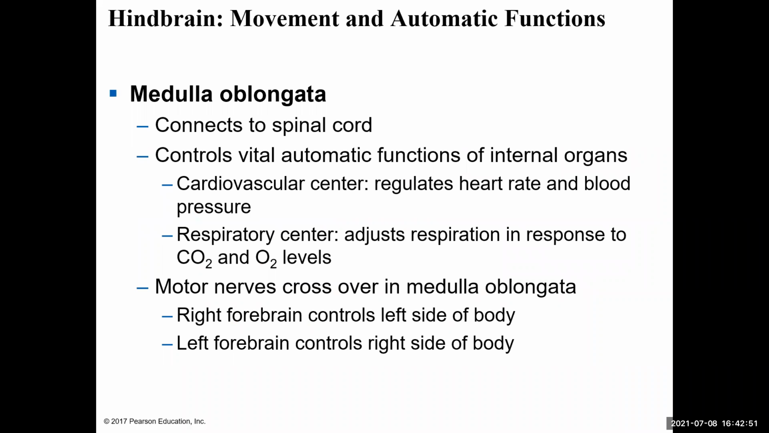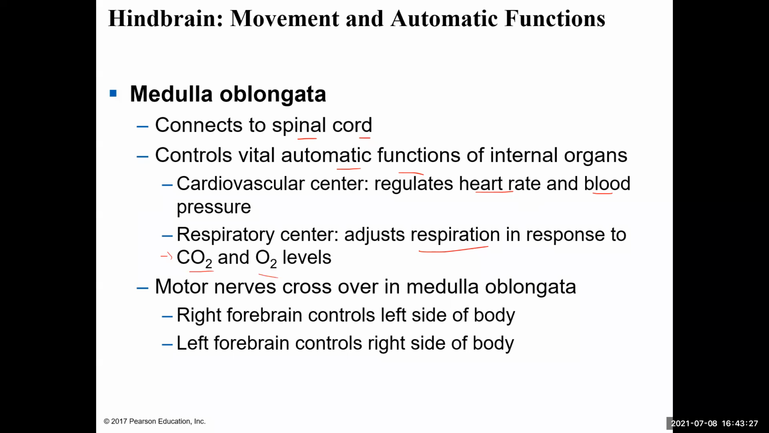All right, so first in the hindbrain, the medulla oblongata. This is really important for connecting the spinal cord to the brain. And like we mentioned, it controls these automatic functions for internal organs. And like we talked about in previous chapters, it regulates heart rate, blood pressure, and also regulates respiration rate in response to CO2 and O2 levels. And remember, CO2 is indirectly.